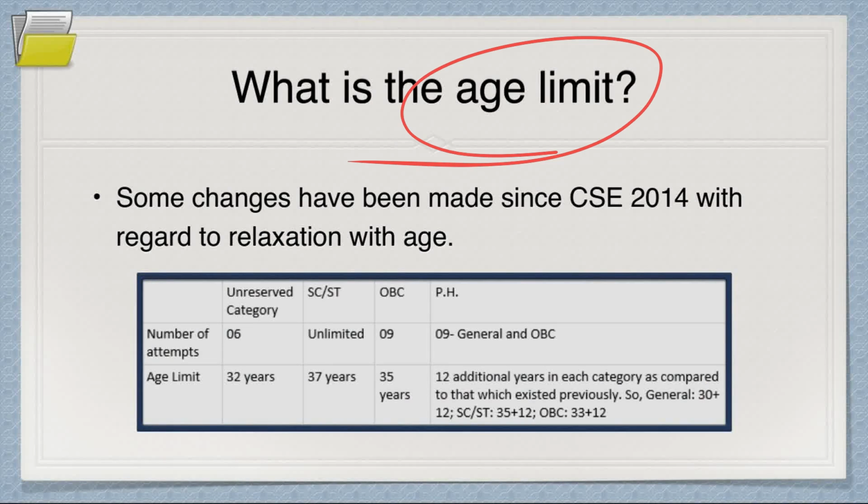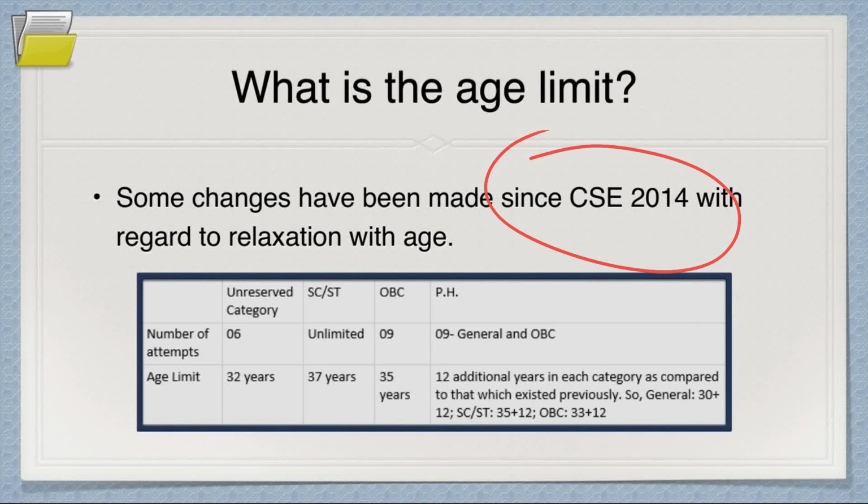Now, what is the age limit? Some changes have been made in the last 2 years with regard to relaxation. For the unreserved category, which is also called the general category colloquially, the number of attempts is 6 and the age limit is 32 years. There is no doubt about it. This is at present. So anybody who says it has been reduced to 25 or 26 is a fool, because no official notification has been released as such. Once the official notification is out in February 2017, only then should people comment.